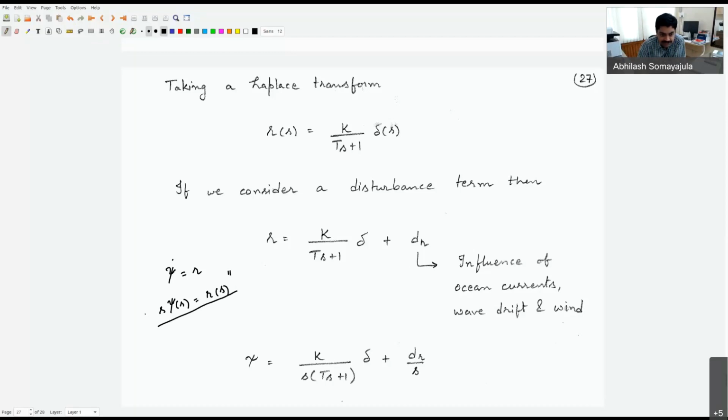Is this making sense? Okay, so therefore psi is nothing but R by S. So simply I take this entire thing and divide by S. That's what I'm seeing here, right?